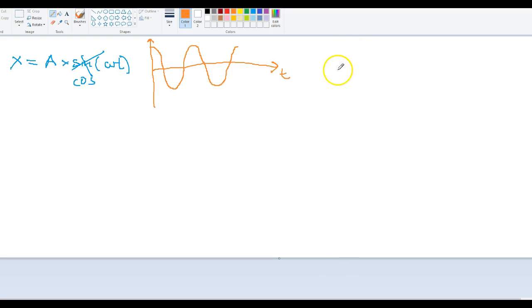So if we define the velocity to be equal to the change in displacement by a change in time, we will end up with an equation that looks like this. So the velocity is equal to d of A cos of omega t divided by dt.